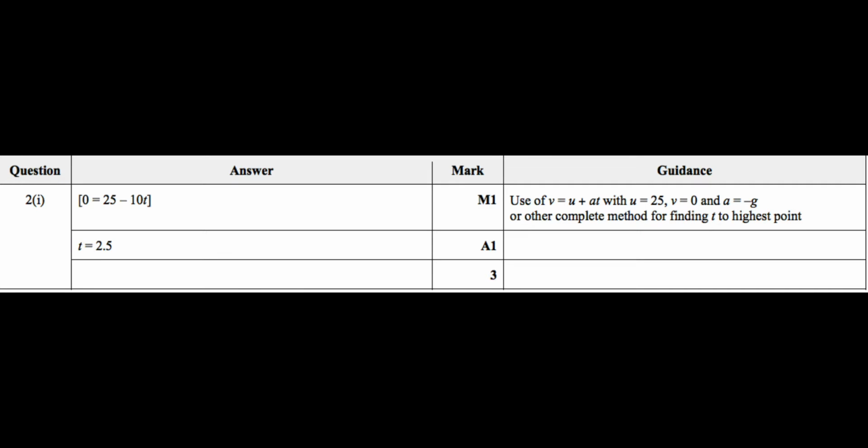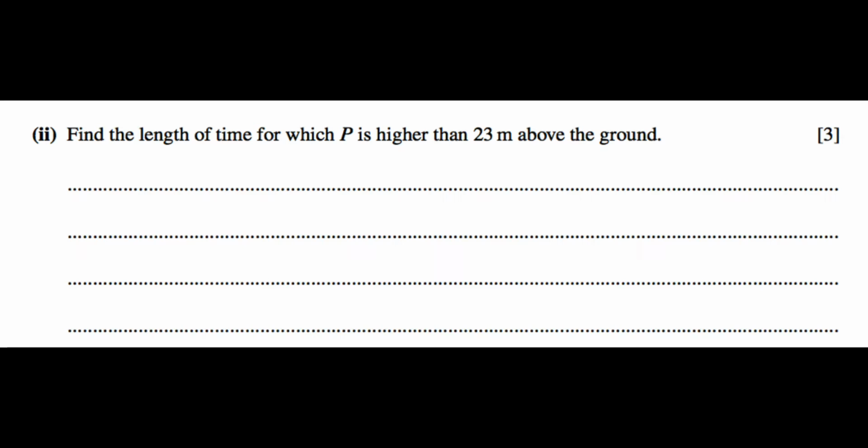We can use the formula v equals u plus at, where u is 25, v equals 0, and a equals minus g, or another complete method for finding t. Or we can use v squared equals u squared plus 2as, but that is for height. To find the time, you can use v equals u plus at, so we get t equals v minus u divided by a. Since v equals 0 and a equals minus g, it is 25 divided by gravitational acceleration, 25 divided by 10 equals 2.5 seconds.